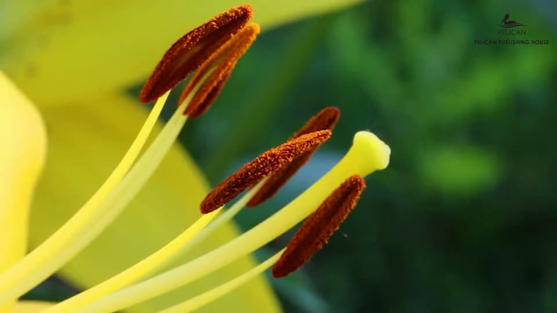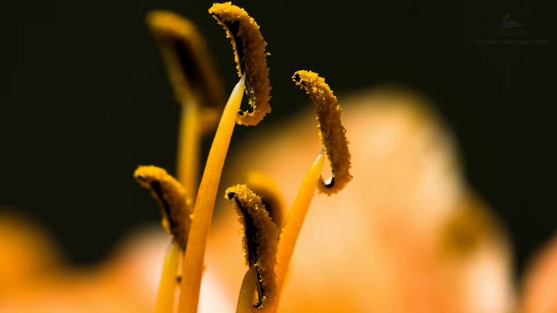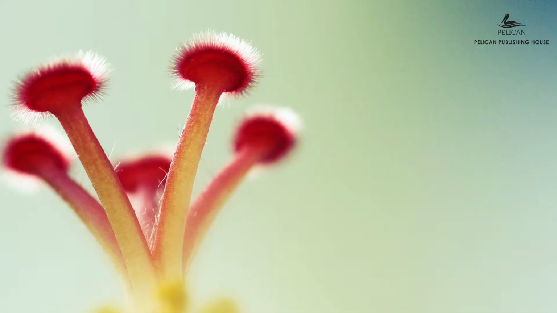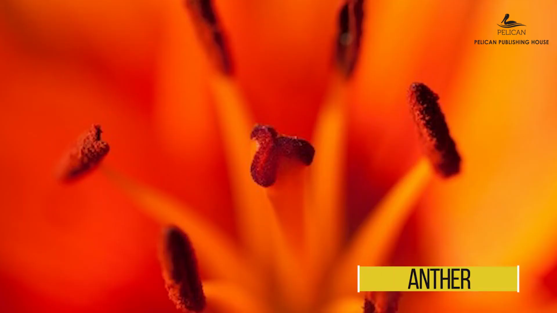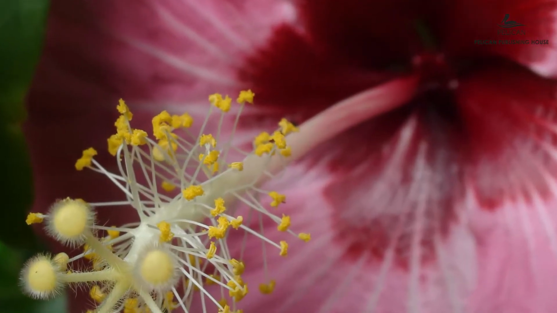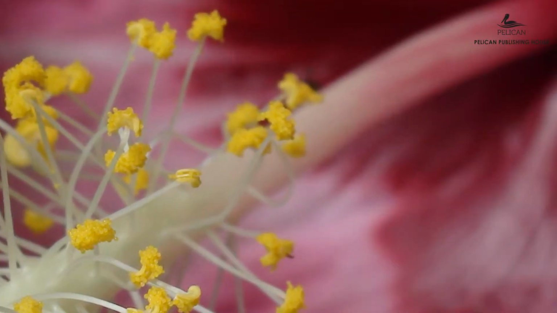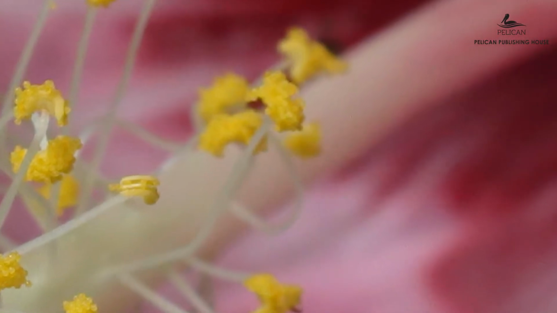Stamens. Stamens are the male part of the flower and contain the pollen grains. Pollen grains are yellow colored and sticky to touch. A stamen is made of two parts, the anther and the filament. The anther holds the pollen grains. The filament is there to hold the anther.